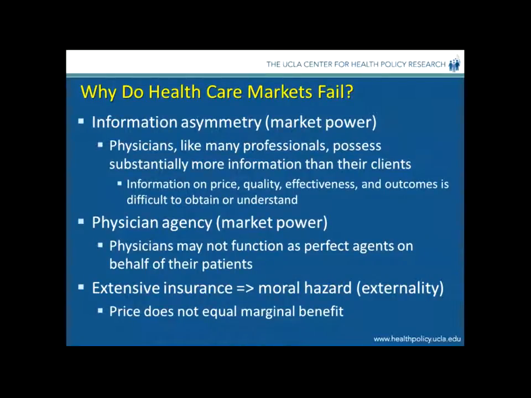Now, there are mechanisms to counterbalance that, but it's been recognized for about 50 years that health insurance has this unintended effect and may lead to higher use of services beyond that for which we're actually getting the true benefit or value.